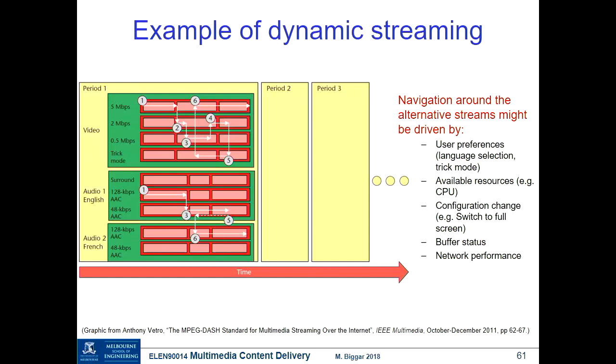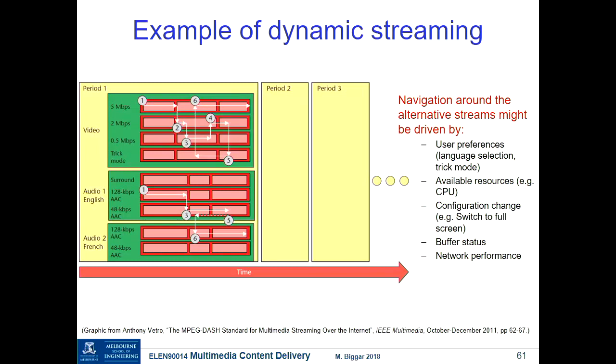As you see here, if we look at these numbers in order, at time segment 1 we're playing the 128 kilobit per second AAC audio in English, while we have the high bitrate 5 megabit per second video. But at some stage maybe there's some network congestion, so the video bitrate drops initially, and then both the video and audio rates drop at point number 3.